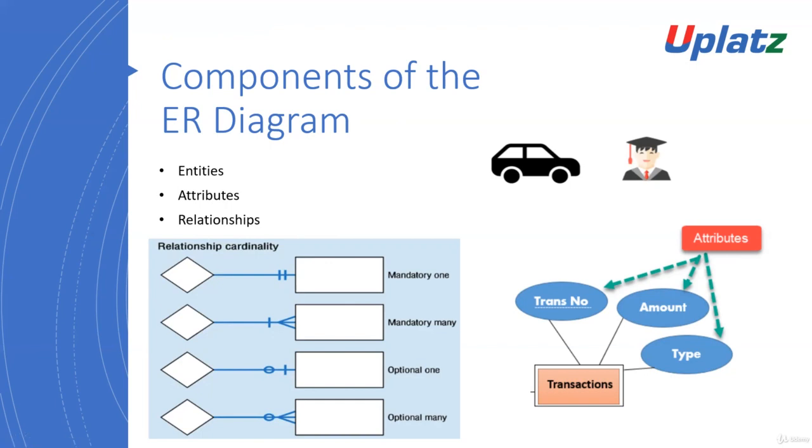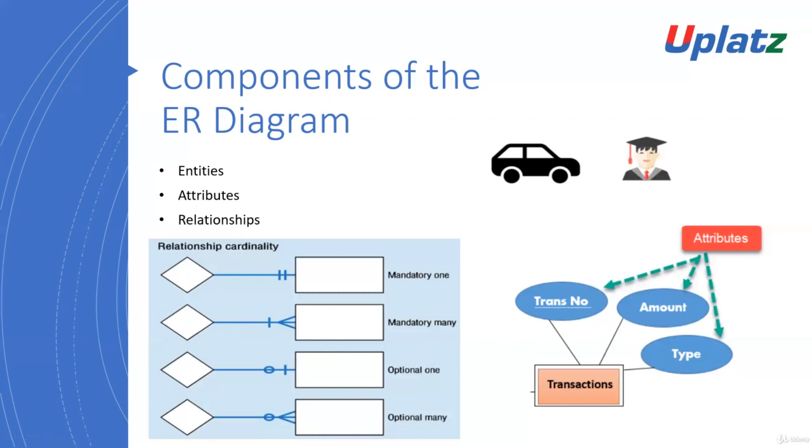So mandatory one is basically 1 versus 1. That means there is a 1-to-1 relationship. This car belongs to Jack. Jack has this car. So there is just a 1-to-1 relationship. Then 1 to many. Jack has many cars. All these cars belong to Jack. So that is a 1-to-many relationship. Jack is just one person. His association with different cars is many. That is 1 to many.